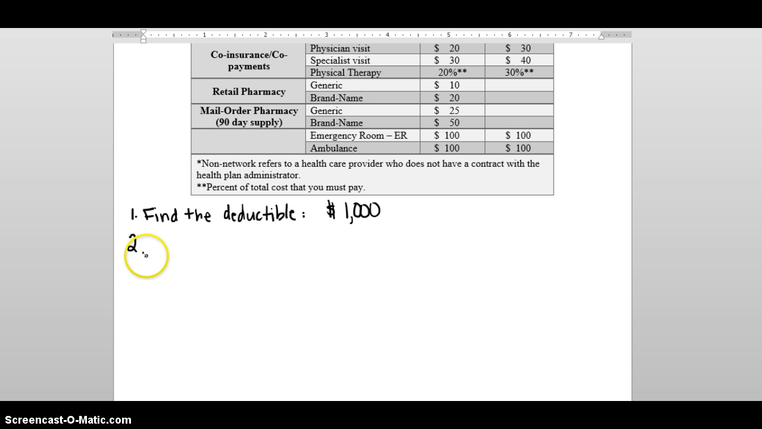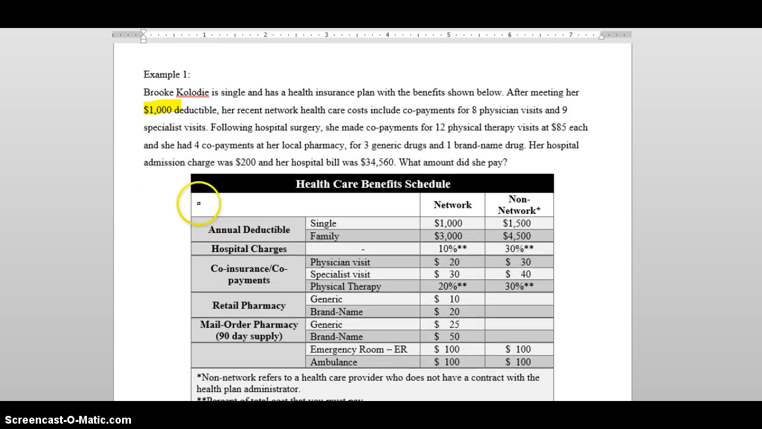The second thing we need to do is find the costs of the co-payments. Co-payments are charges that are due at the time of service. So, she had 8 physician visits and 9 specialist visits, as well as 12 physical therapy visits at $85 each, and 4 co-payments at her local pharmacy, 3 were for generic drugs and 1 brand name drug.